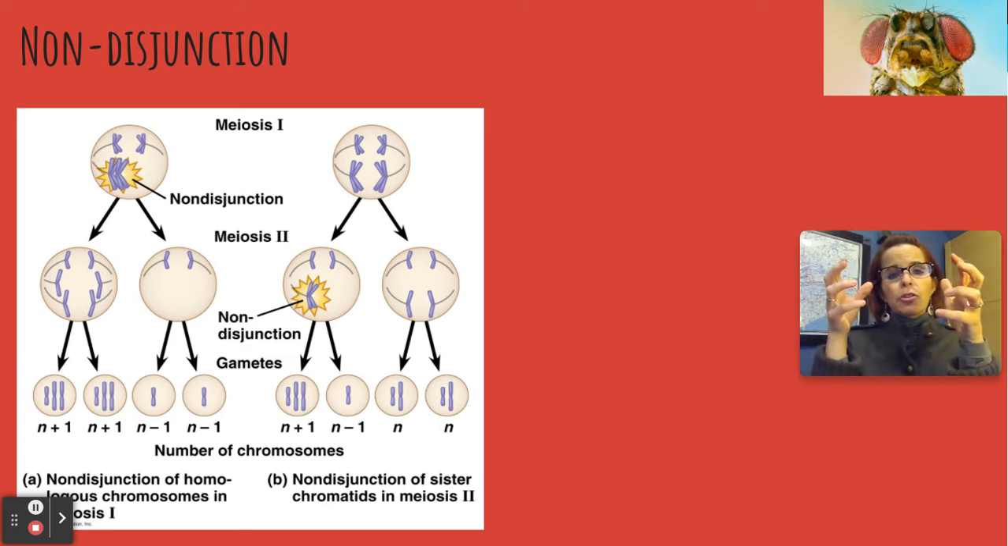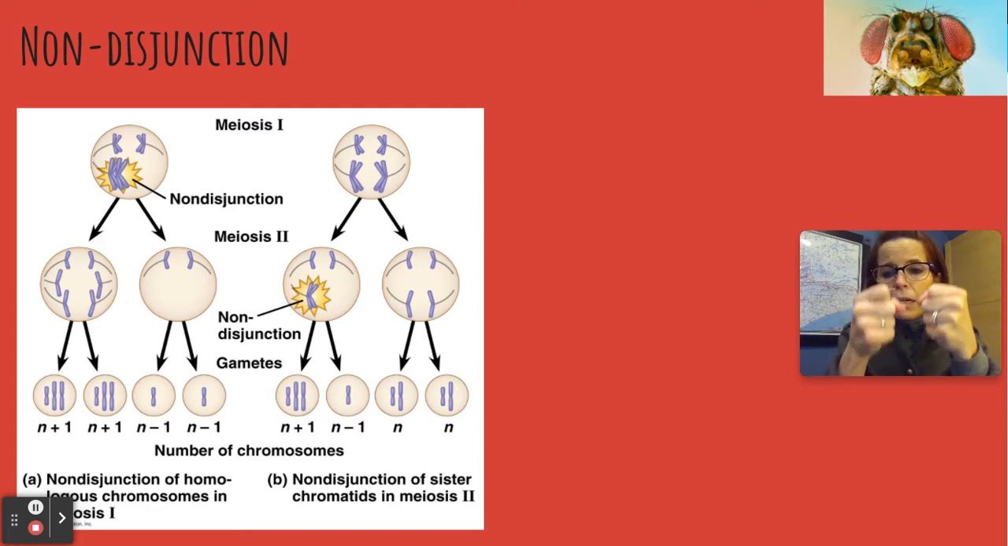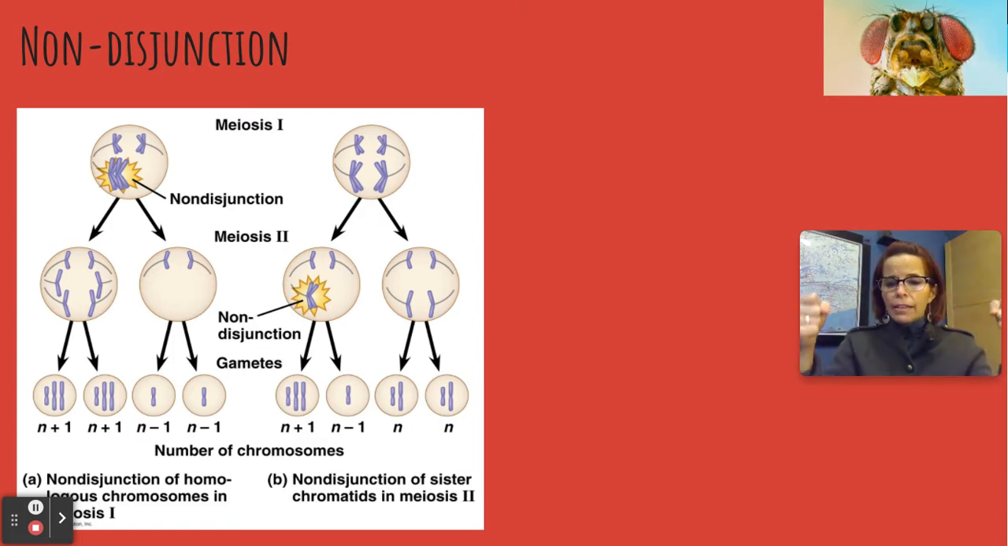Remember that during metaphase 1 of meiosis, the homologous partners line up side by side. Then in anaphase 1, the homologous partners are separated from each other. So if this is mom's chromosome and this is dad's chromosome, one goes to one side, one goes to the other, and they end up in different gametes, in different sperm or egg.